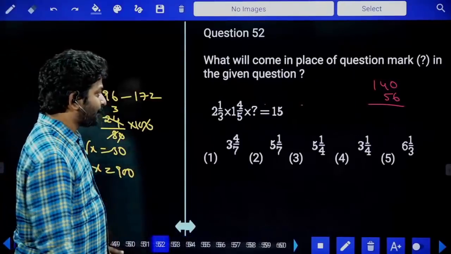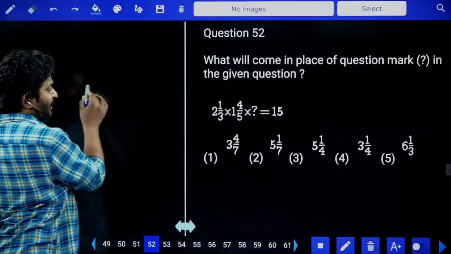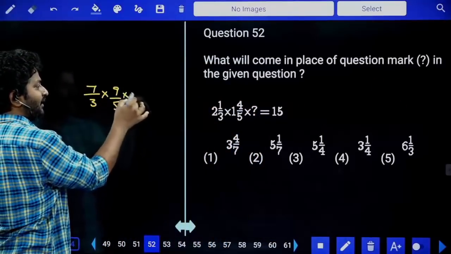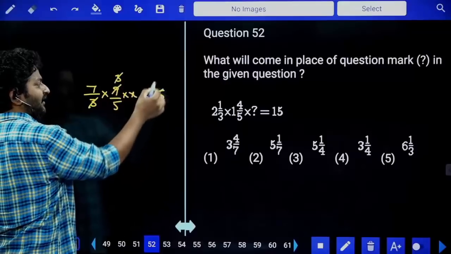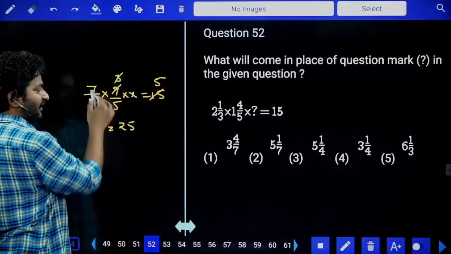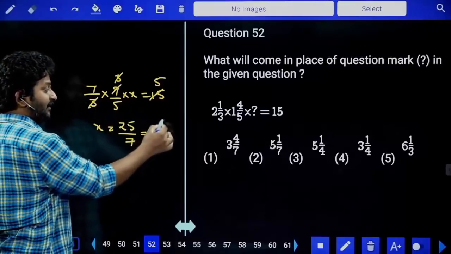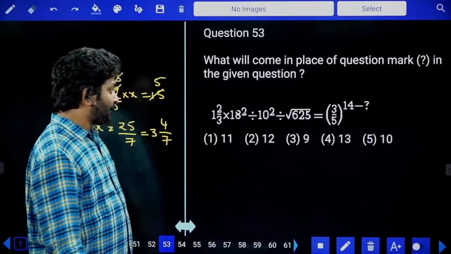final answer. 2 1 by 3, that is 7 by 3 into 1 4 by 5, that is 9 by 5 into x is equal to 15. 3 3 times here, 3 5 times here, then x is equal to 5 into 5, that is 25. 7 goes to right hand side, denominator, that is 7 3 is 21, and then 4 by 7, 3 4 by 7, first option, final.